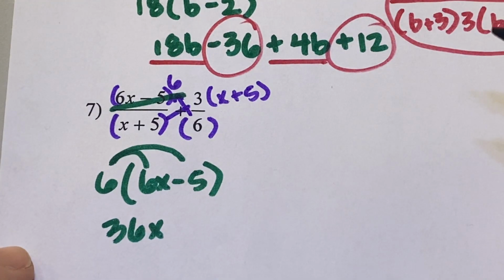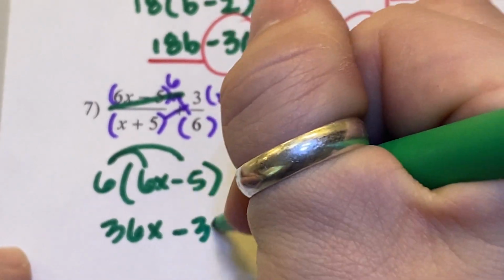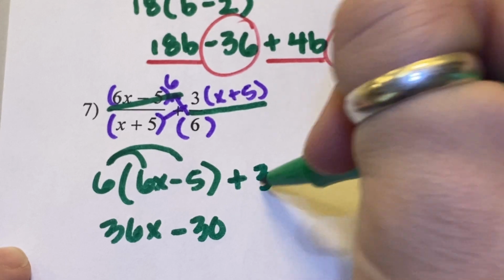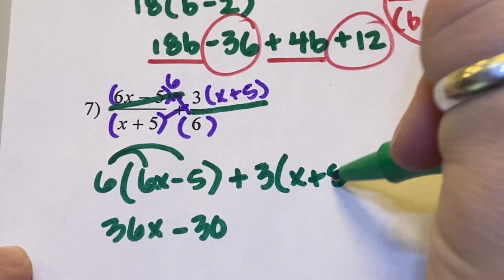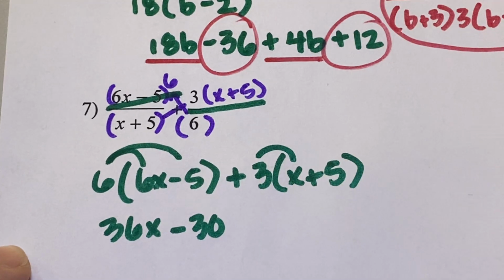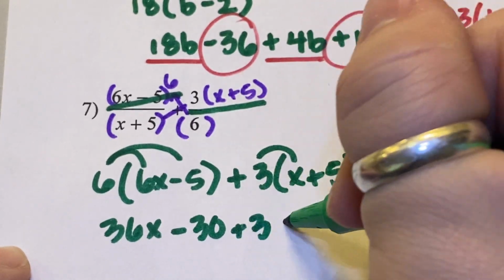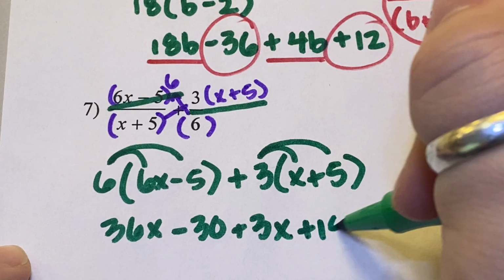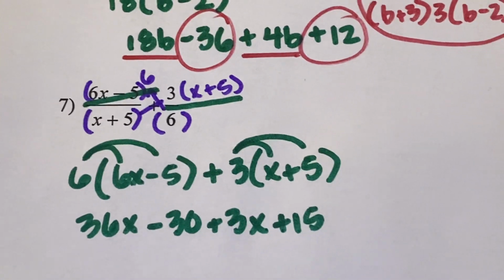6 times negative 5? Negative 30. Okay, now it's being added to our next piece, 3 times x plus 5. Let's figure out what that's going to be. 3 times x, 3x. And 3 times 5, 15. Nice job.